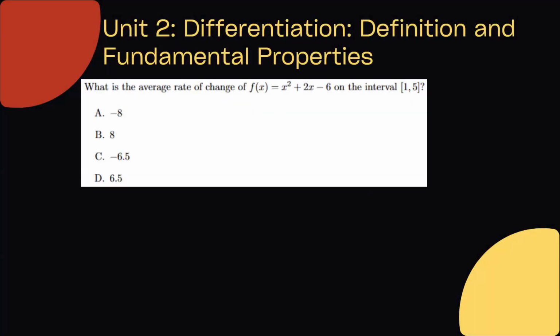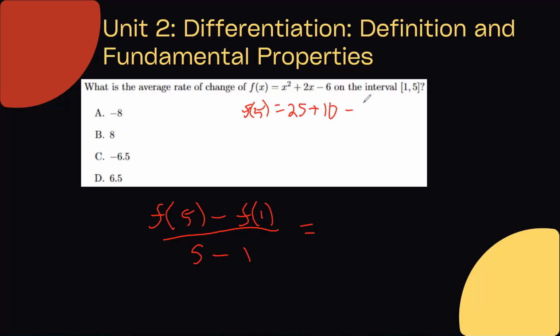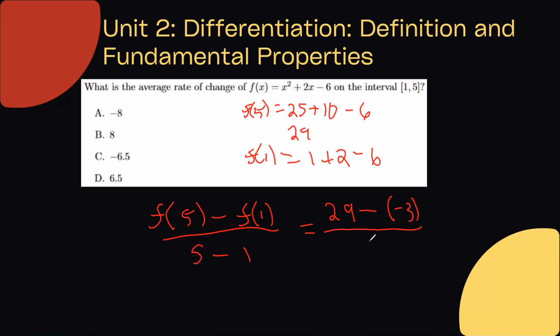What is the average rate of change of f of x on the interval 1 to 5? So average rate of change, f of 5 minus f of 1 all over 5 minus 1. If you plug in 5, f of 5, 25 plus 10 minus 6, so that's going to give us 29. F of 1 is 1 plus 2 minus 6, that's negative 3. 5 minus 1 is 4. So we would have 32 over 4, which is 8.